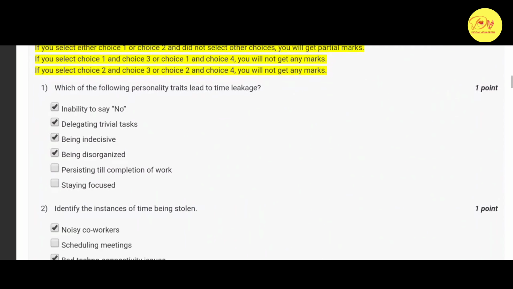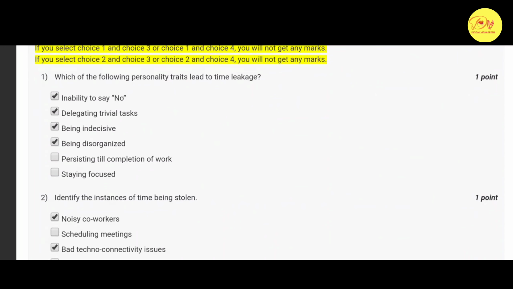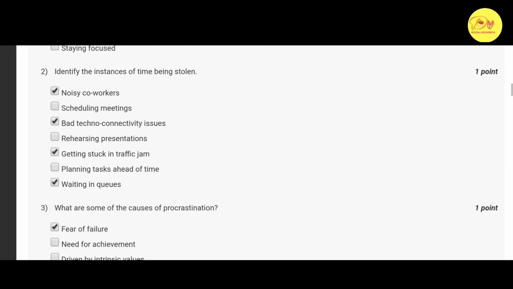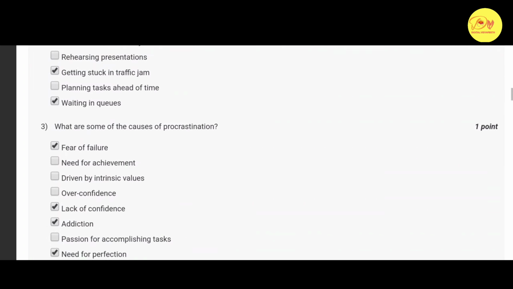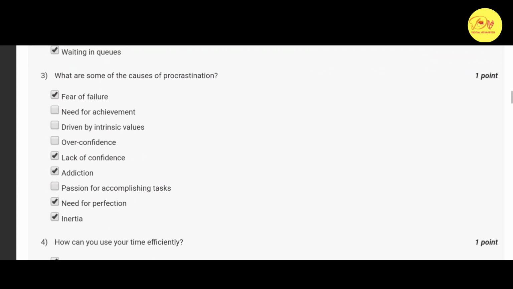Our first question is, which of the following personality traits lead to time leakage? Correct options are inability to say no, delegating trivial tasks, being indecisive, being disorganized. Our second question is identify the instances of time being stolen. Correct options are noisy coworkers, bad techno connectivity issues, getting stuck in traffic jams, waiting in queues.